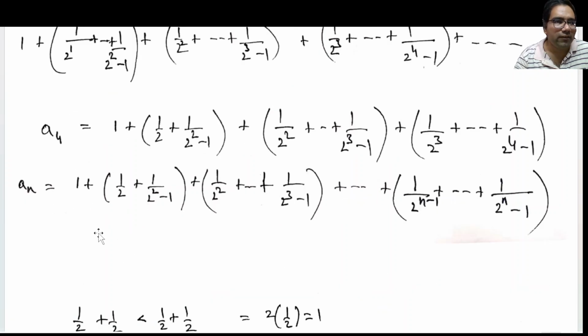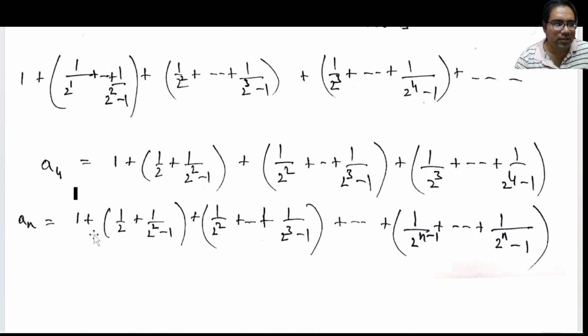So A of n will have first term 1, then second bucket. First bucket is 1, second bucket is 1 by 2 power 1 to 2 square minus 1. Third bucket is 2 square to 2 cube minus 1. Likewise, the nth bucket will be 2 power n minus 1. N minus 1 is in the power to 2 power n, minus 1 is outside. Please notice A of n and A of 4.